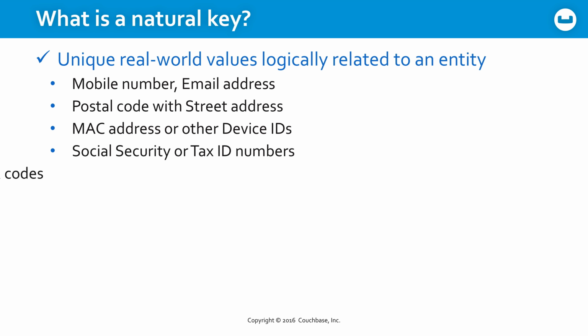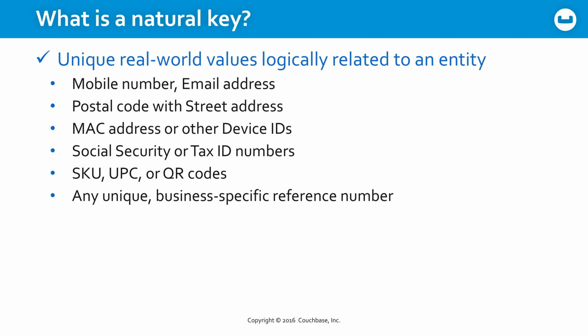What does that mean? Well, a natural key is some unique real-world value that's logically associated with the value in the document itself. Maybe a mobile number or email address or postal code with a street address, a SKU number. Any unique business-specific reference number is potentially usable as a natural document ID, as a natural key.